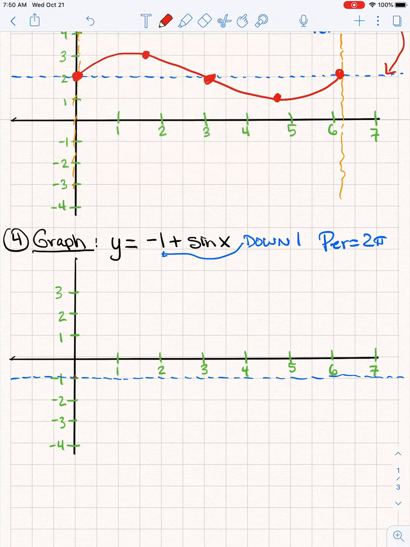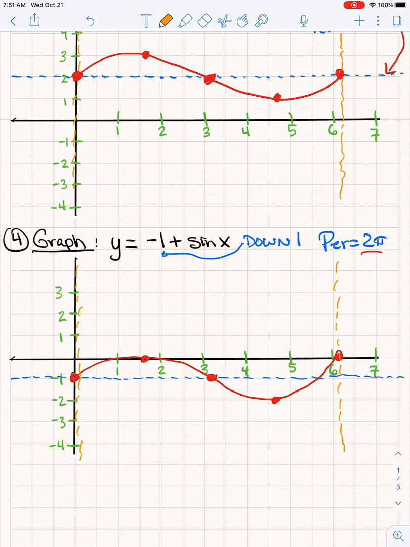We'll start here at 0 on the midline. At 1.57, we're going to go up 1. At 3.14, on the midline at 0. At 4.7, down 1. And back to 6.28, we are at 0. Then if I draw my graph, there's my sine. The period was 2 pi, and I apologize, I could have marked that to begin with, with the orange. So the period would be from here to here.